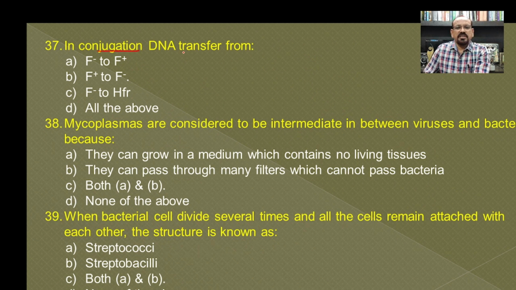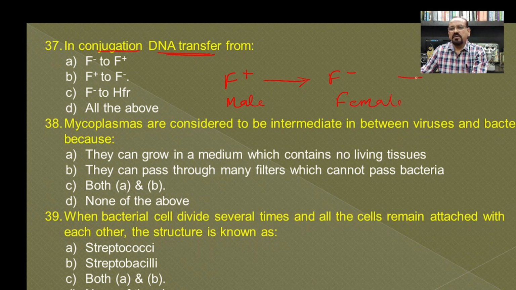Then, in conjugation, DNA transfer from. If we see the process of conjugation, there is transfer of DNA to F negative. That is, F positive is considered as a male and F negative as a female, and later on both become F positive. It means that B will be the correct answer for this question.